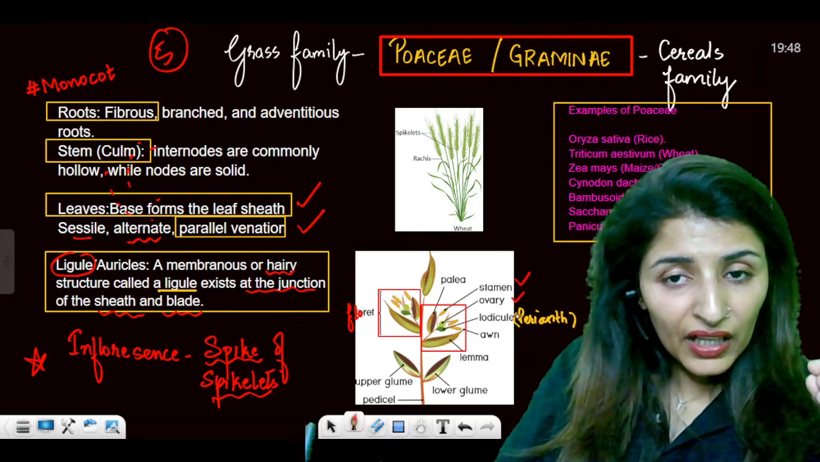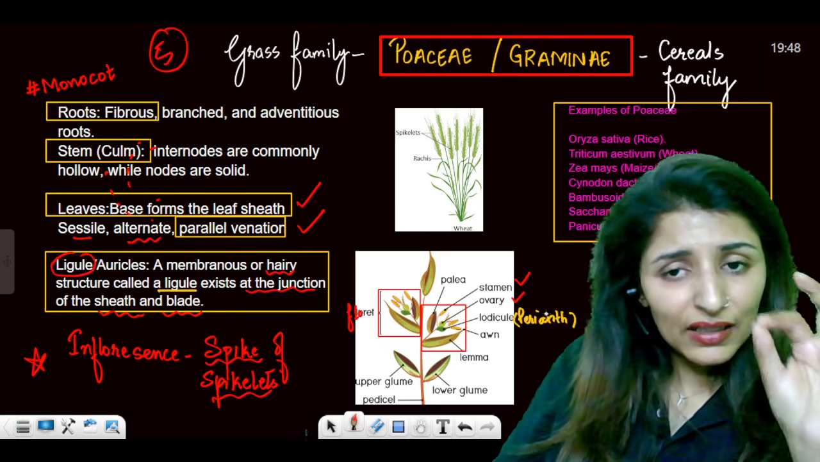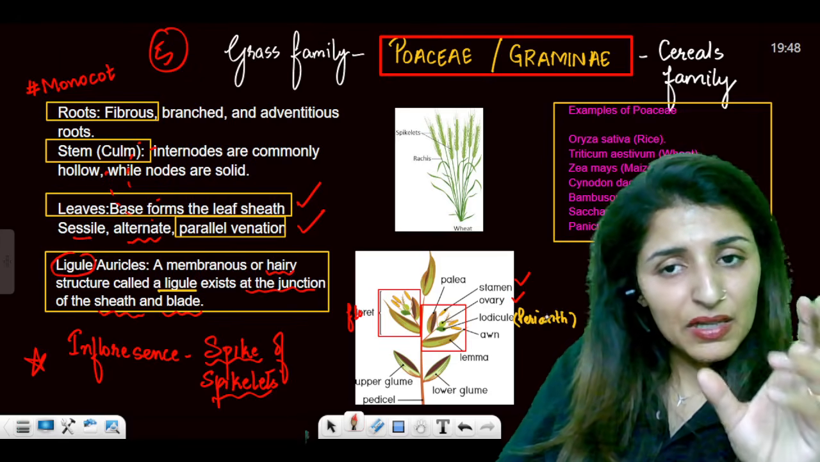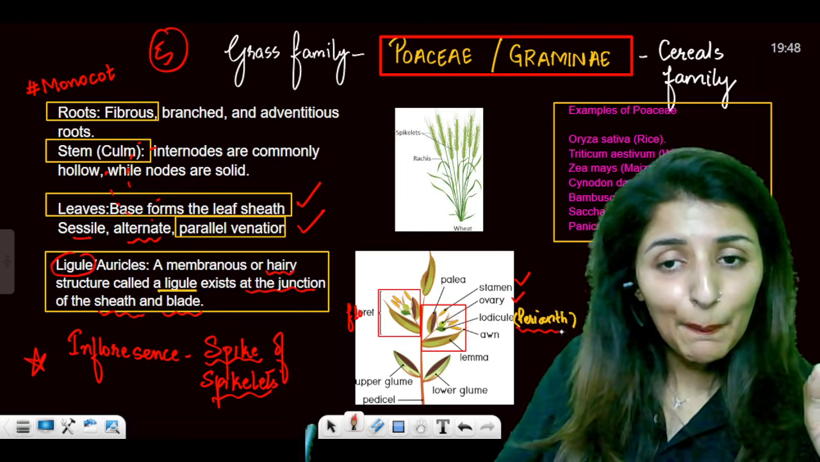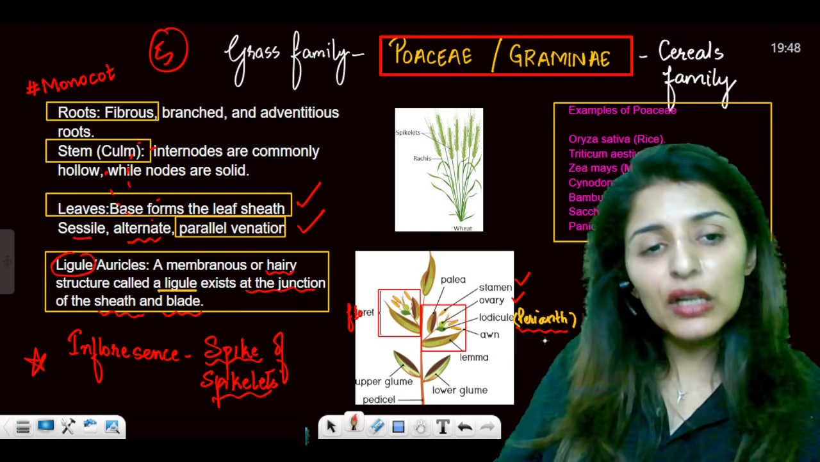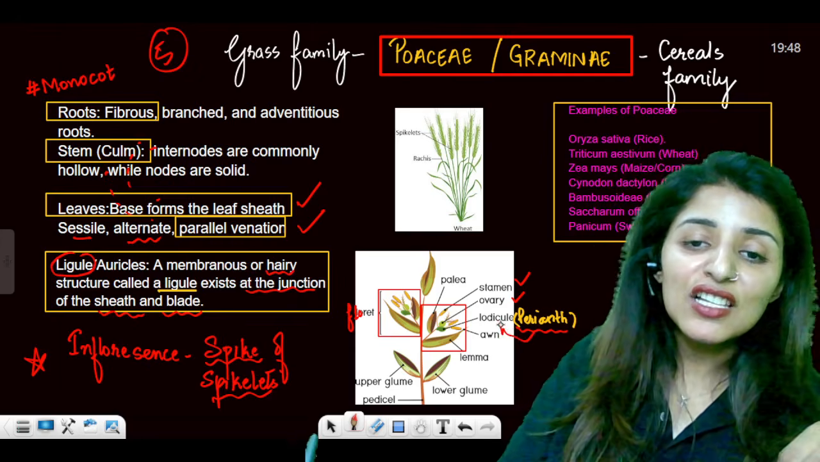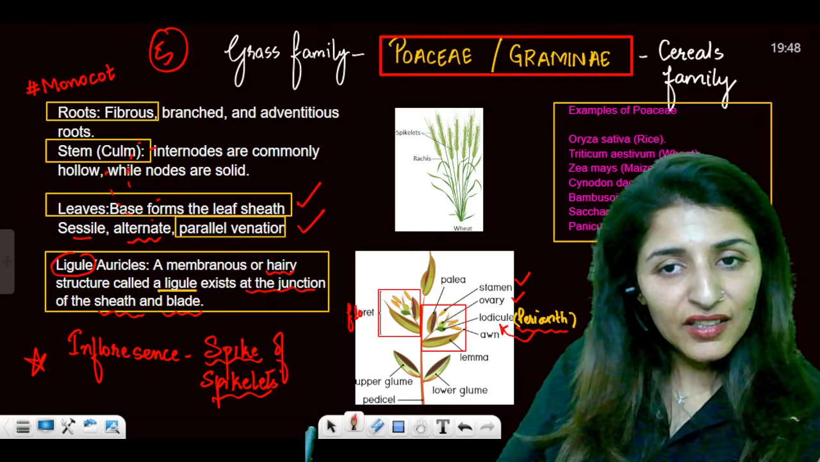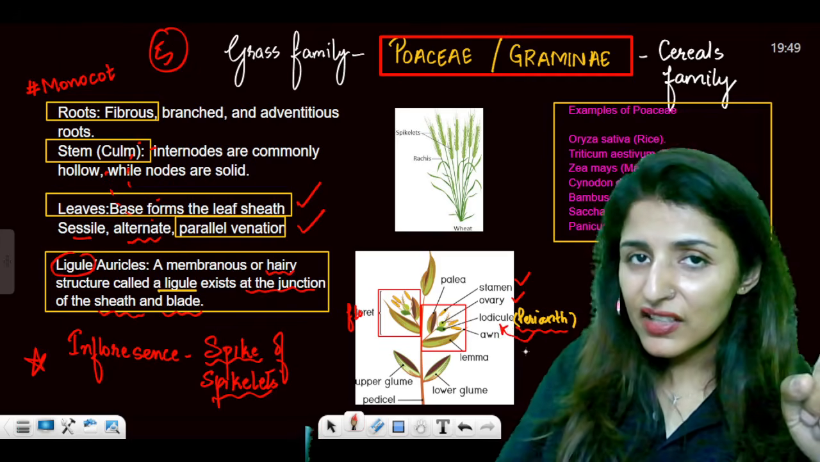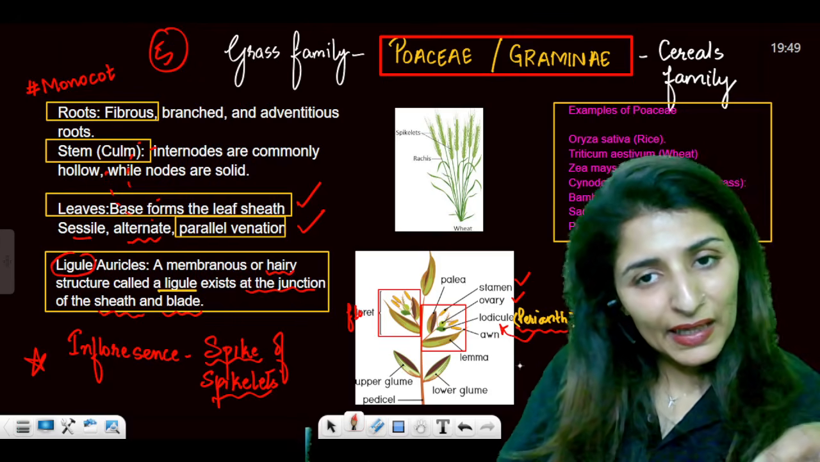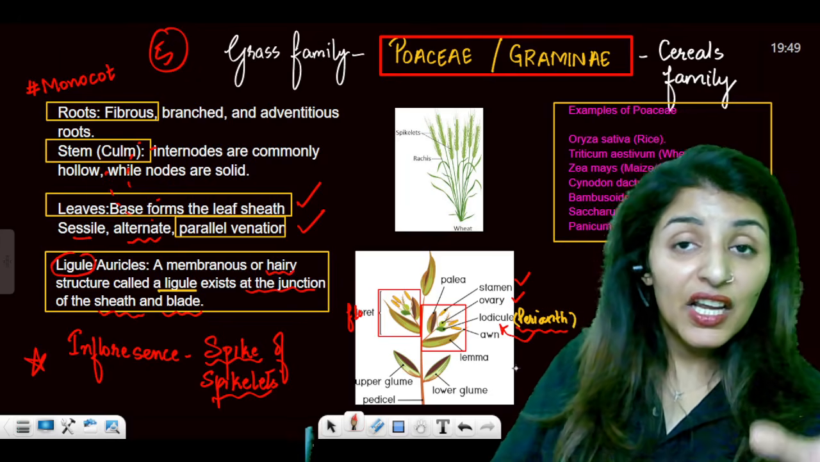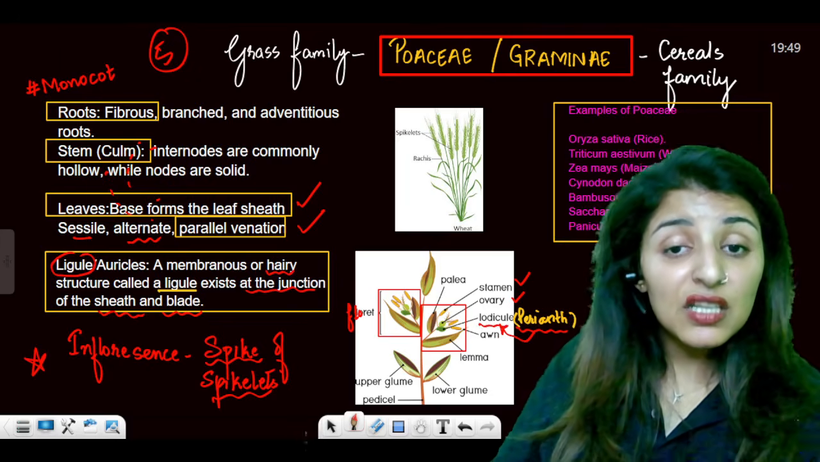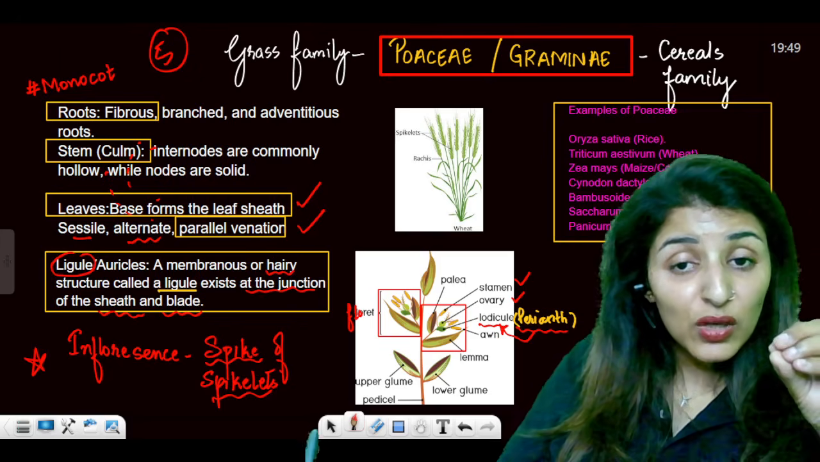You see the ovary. Now the sepals and petals are indistinct. Calyx and corolla are not distinct, so we call it a perianth. But when the perianth is reduced, we call such a perianth lodicule. So I hope you understand the difference. First of all, it doesn't have distinct sepal and petal, so we call it perianth. And now here the perianth is also not well developed. It is reduced. So such a perianth is known as lodicule.